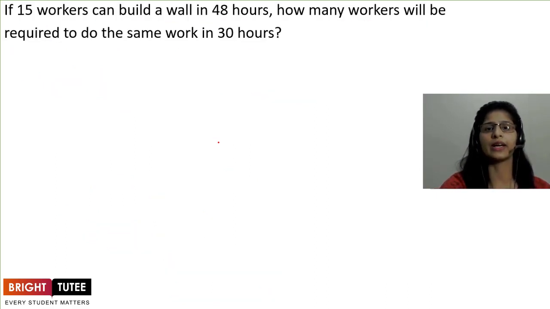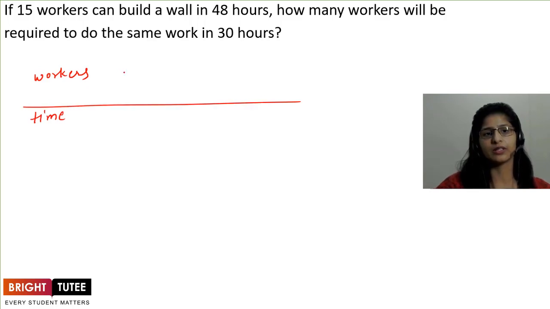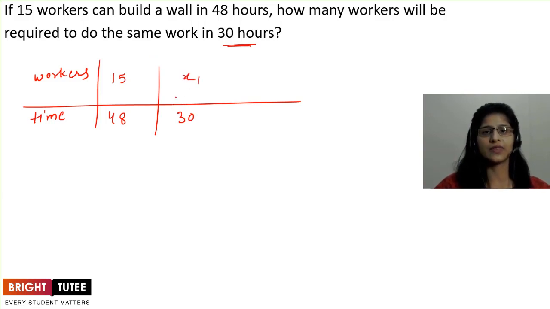Okay. Moving ahead, here is another good question. It says 15 workers can build a wall in 48 hours. So we have workers and we have the time taken to build the wall. For 15 workers, it takes 48 hours to build a wall, and we have been given 30 hours. In 30 hours, how many workers do we require to do the same work? Definitely, when time is less, you require more people, right? If I want some task to be completed first, I would like more people to do it simultaneously, so that everybody is doing a little bit of work and it gets completed in lesser time.